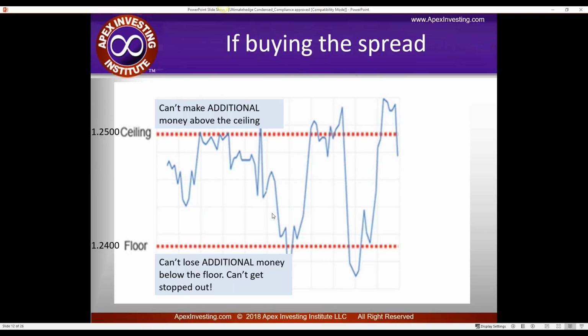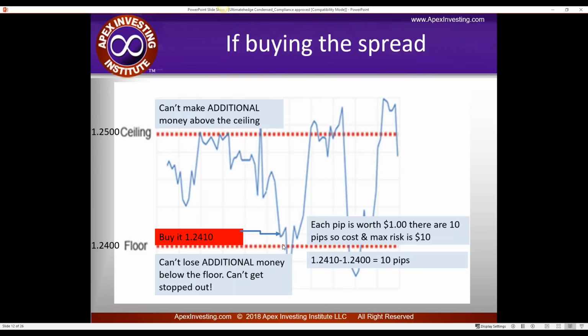But now, let's say that I bought here at 24.10, and the floor is at 2,400. Same type of situation. I don't lose any additional money below the floor. So if I bought at 24.10 and the floor is at 2,400, I bought 10 pips away from the floor. Each pip is worth $1, there are 10 pips, so my max risk is $10. That makes sense to everybody?